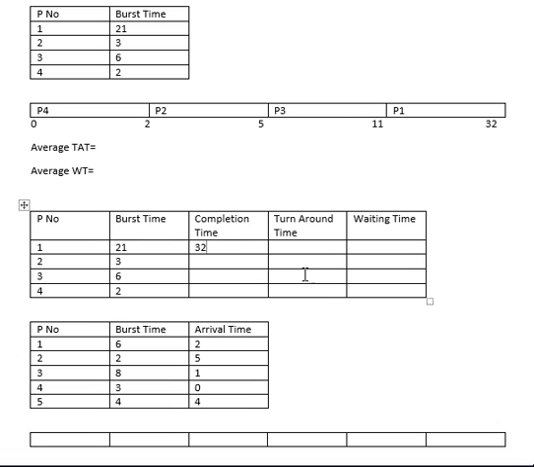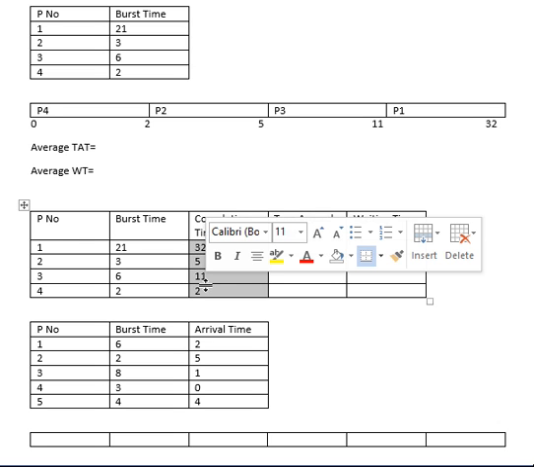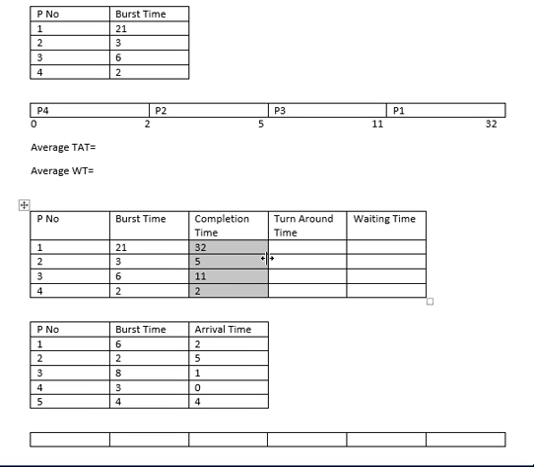Next we have for P2 it's 5, for P3 it's 11, and for P4 it's 2. So we'll just move on to the turnaround time. Since the arrival time is 0, whatever your completion time is, the same thing will be your turnaround time, because everything is minused with 0.